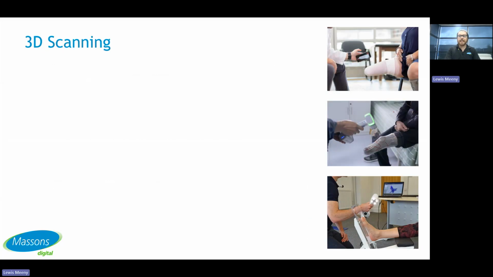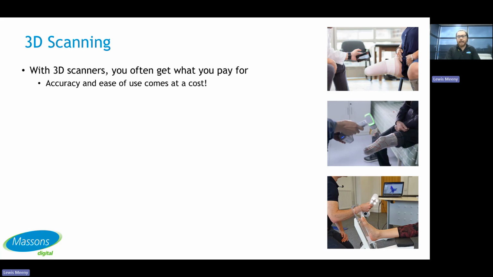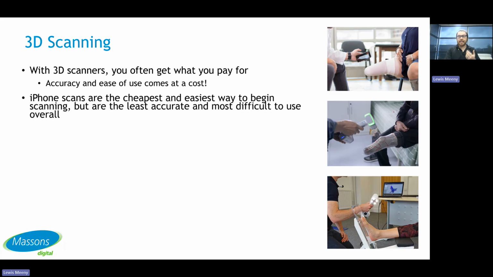So talking about 3D scanning, there are so many options out there, but in general, you get what you pay for. The accuracy and the ease of use comes at a cost. Like iPhone scans, they're the cheapest and easiest way because they actually don't cost you anything if you already have an iPhone, but they're by far the least accurate and the trickiest to use. So we're starting at the lower end, cheap, but you can knock it out, test the waters, and find the limitations where you're going to then move to another type.